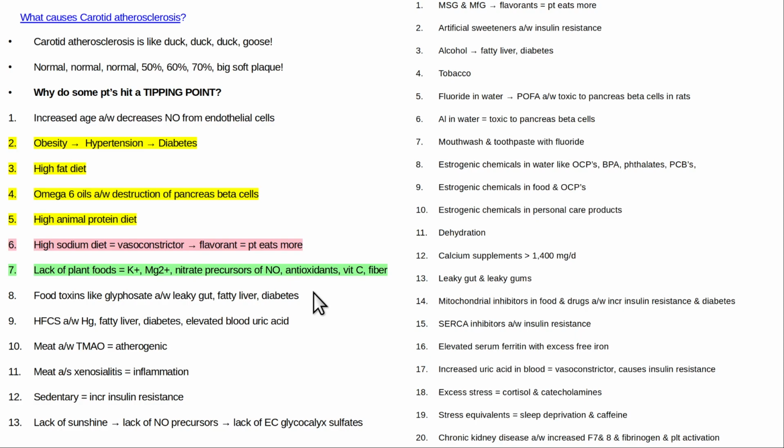If you have to work all day out in the sun, you need something to protect you, but we need to get some sunshine. It's really good for us in many ways. Okay, MSG and MFG, monosodium glutamate, manufactured free glutamate, those are flavorants. You put that stuff on the food, people eat more. They tend to get fat, hypertensive, and diabetic.